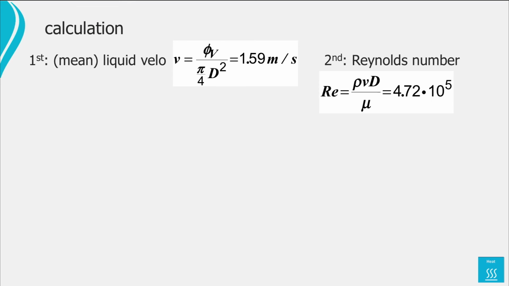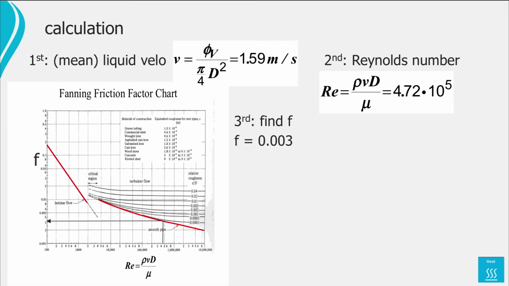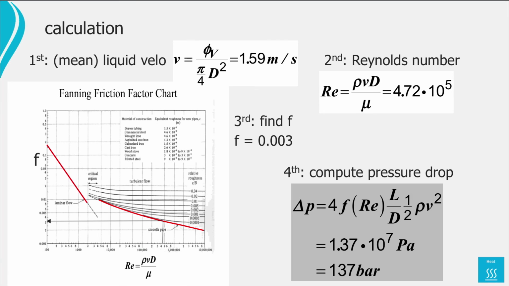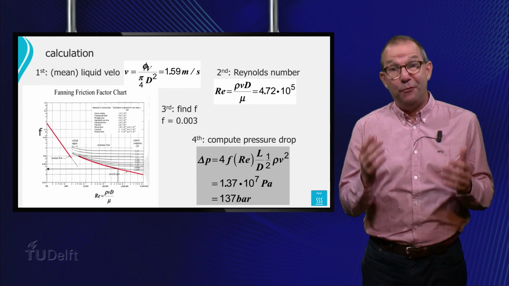From that we compute the Reynolds number, and that is needed to find the friction factor. Thus, in step 3, we use the fanning friction graph and read it for a smooth pipe at a Reynolds number of 4.7 times 10 to the power 5. This gives us for F a value of 0.003. Finally, in step 4, we compute the pressure drop as delta P is 4F L over D half rho V squared. The result is a delta P of 137 bar. Pretty big, but then again, this is a very long pipe.